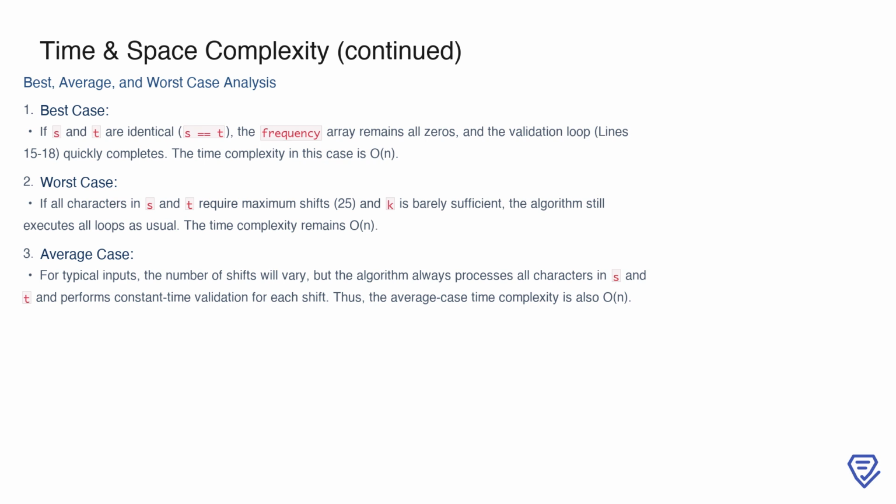Even in this scenario, the time complexity remains O(n), as the algorithm processes the strings linearly and performs constant time validation. For the average case, typical inputs will involve a mix of zero and non-zero shifts, but the solution always iterates over the strings and validates shifts in constant time. As a result, the average case time complexity also remains O(n).